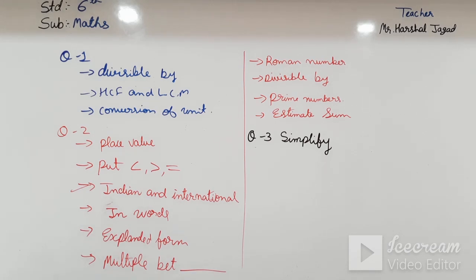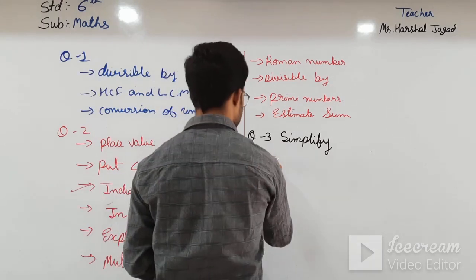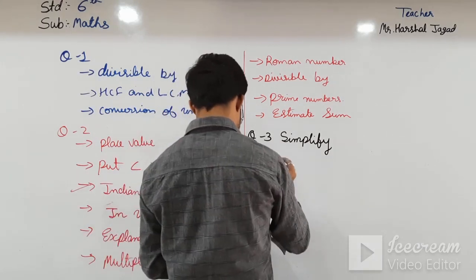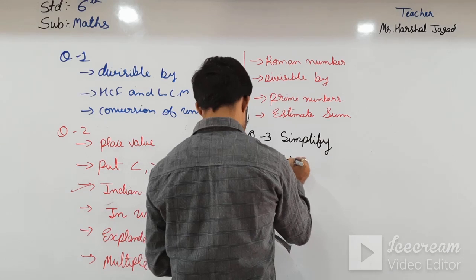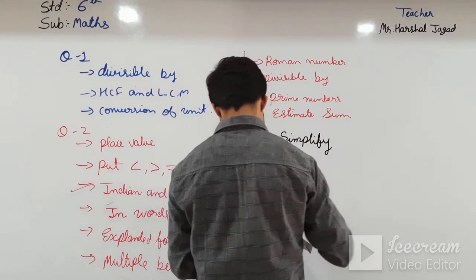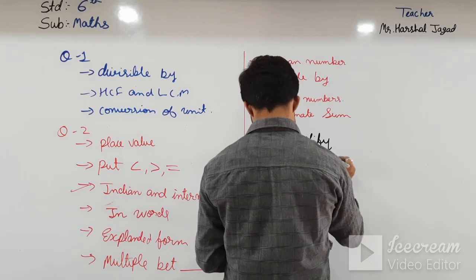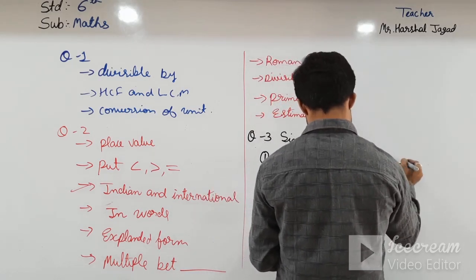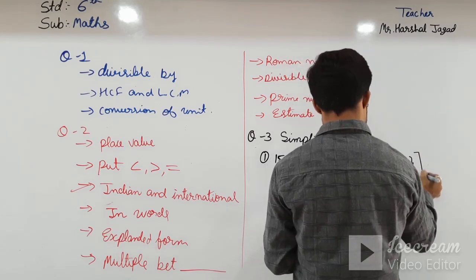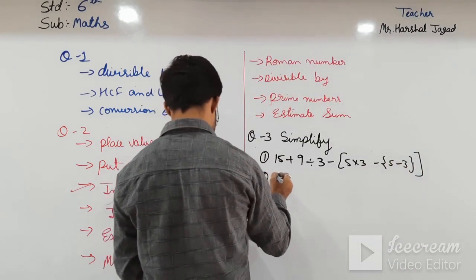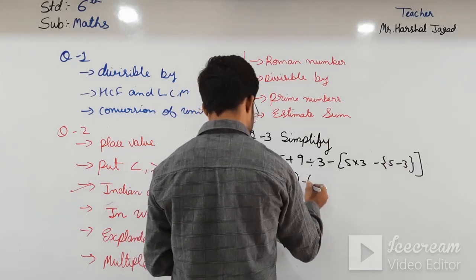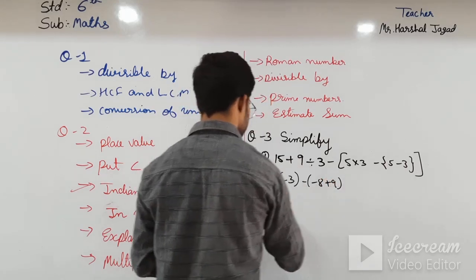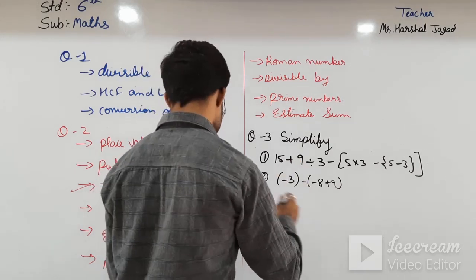In simplification, students, I am giving you some of the important sums which can be asked. So first is 15 plus 9 divided by 3 minus 5 into 3 minus 5 minus 3. Okay, this type of sum can be asked. I am giving you some idea, students, that this kind of sum can be asked. So you have to learn from this only, which I am just giving you.